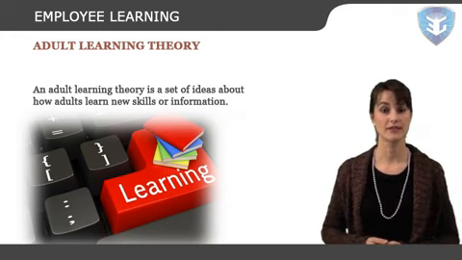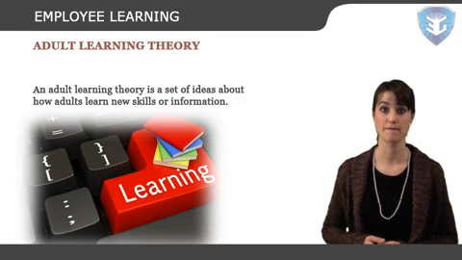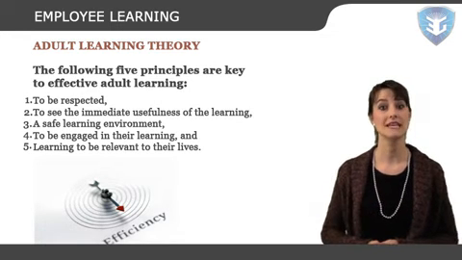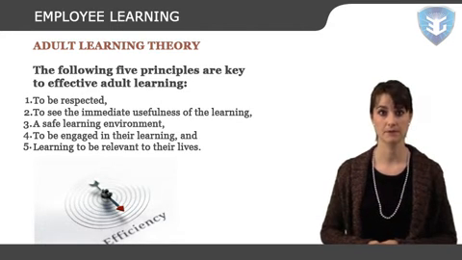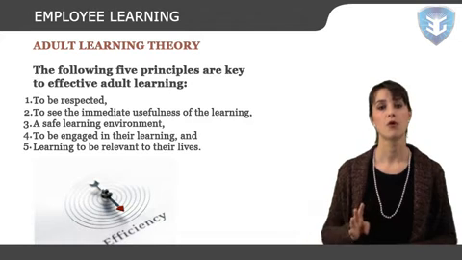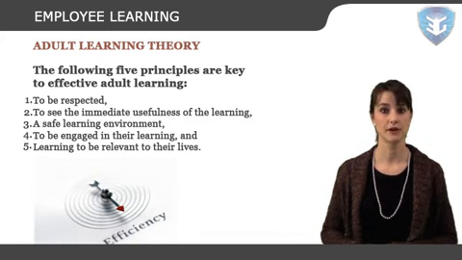Adult learning theory, also known as andragogy, is a set of ideas about how adults learn new skills or information. The following 5 principles are key to effective adult learning. 1. To be respected. 2. To see the immediate usefulness of the learning. 3. A safe learning environment. 4. To be engaged in their learning. And 5. Learning to be relevant to their lives.